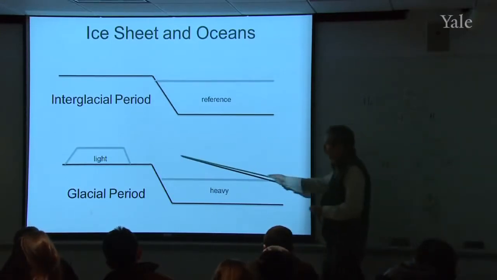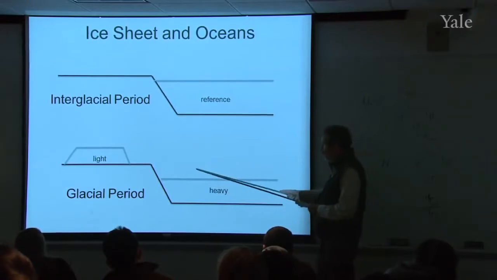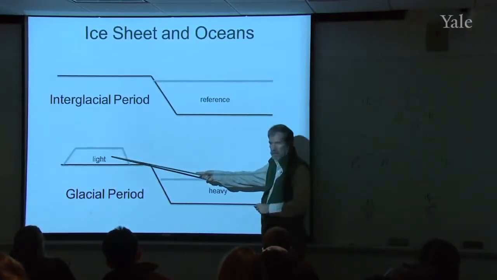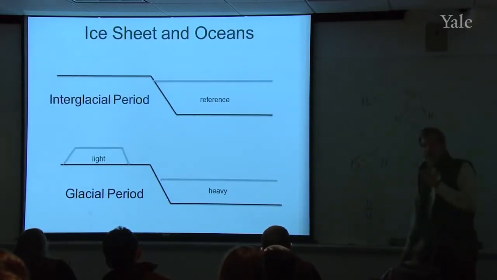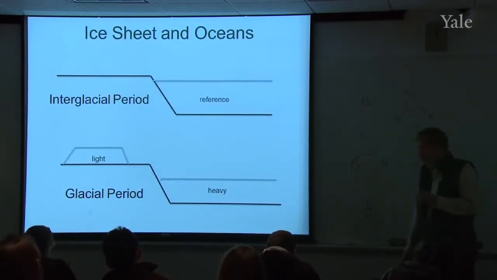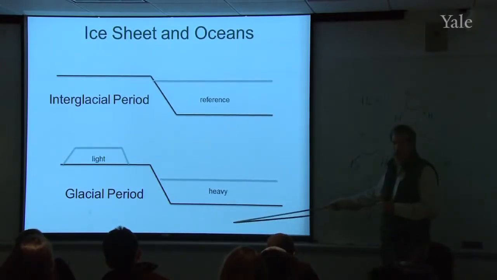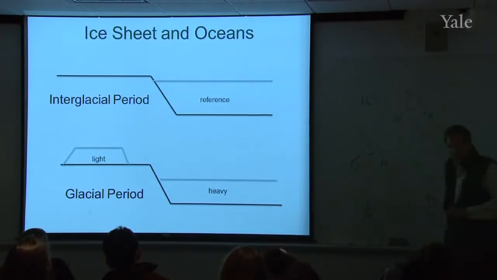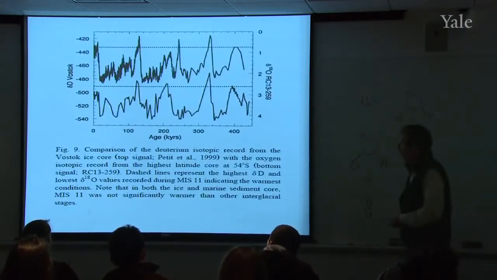We know that that water is lighter isotopically than the ocean, so you've stored light water on the continents, which means that the oceans are now isotopically heavier than they were before. And that's the signal we hope to see in the deep sea sediment cores. So here's the comparison.